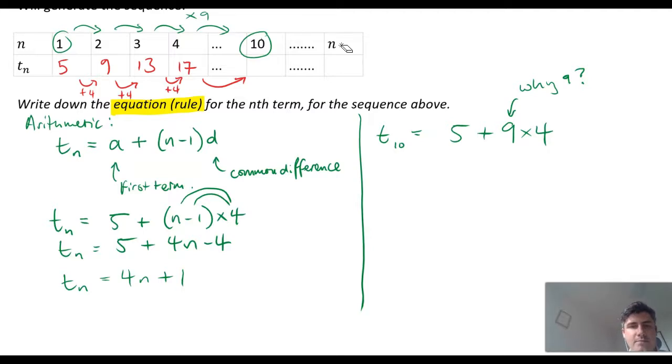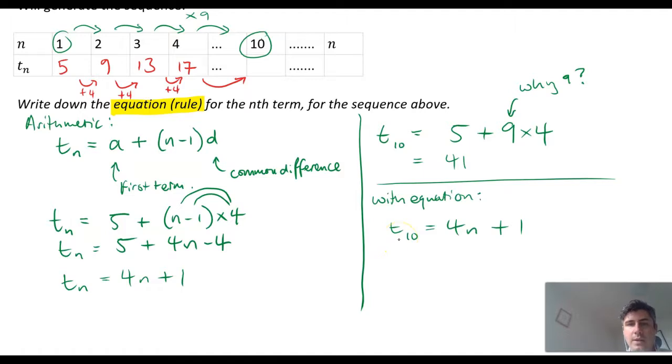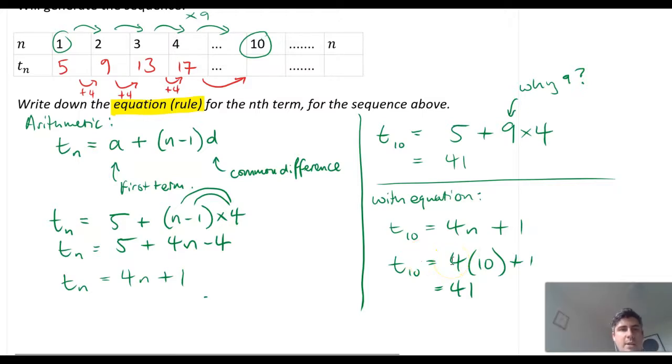And so that solves to find the answer there. So 9 times 4, 36, plus 5, 41. Now, that's doing it with the common sense method, but we can also use our equation, 4n plus 1. So therefore T10 equals 4 times 10 plus 1 equals 41. So this equation works every time. So that's arithmetic sequences.